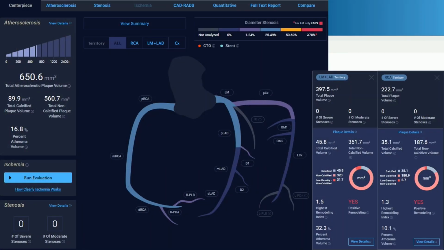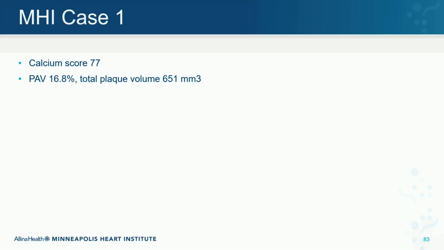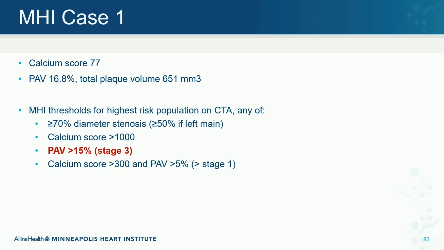And when that all is quantified, this man has a total plaque volume of 651 mm³ and a percent atheroma volume of 17%. And on the bottom right there, I showed you that most of the plaque comes from his LAD and RCA. So summary here: a calcium score of 77, which would have put him in a certain potential category of risk, coming in with an ASCVD estimated risk of 16%. And then he's got these percent atheroma volume and total plaque volume numbers.